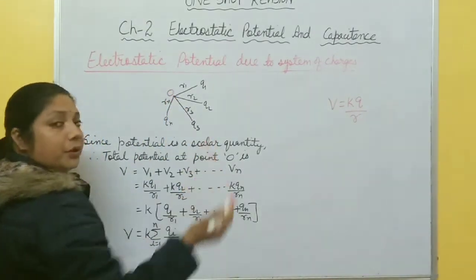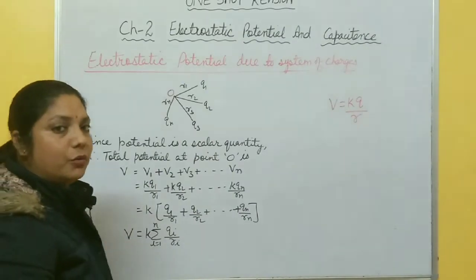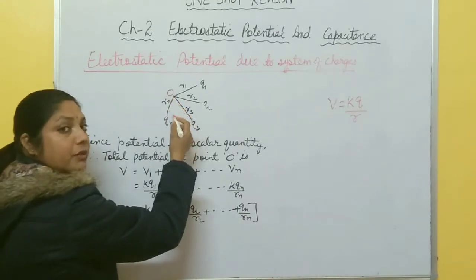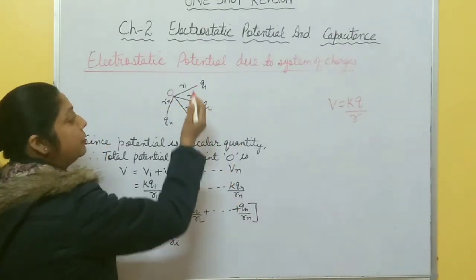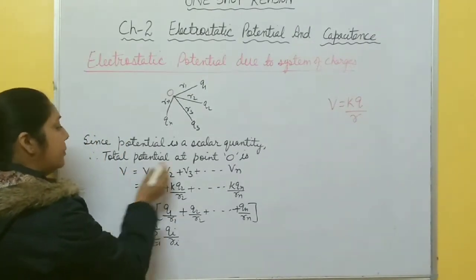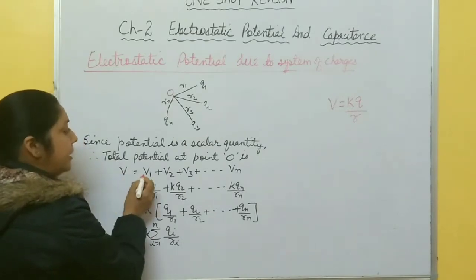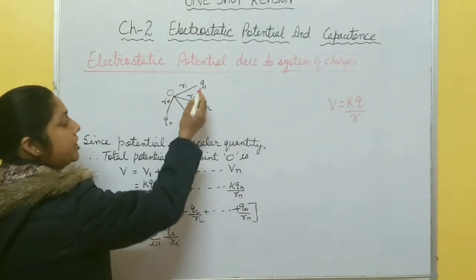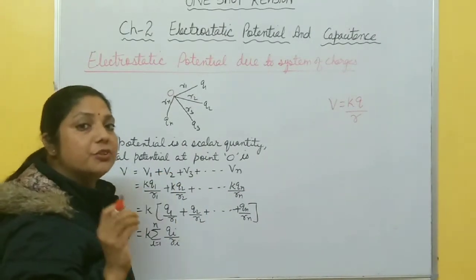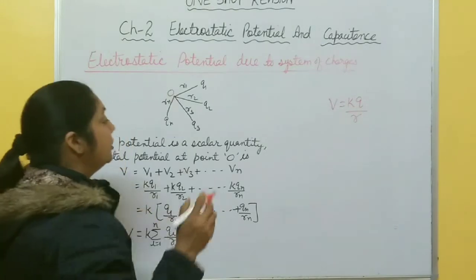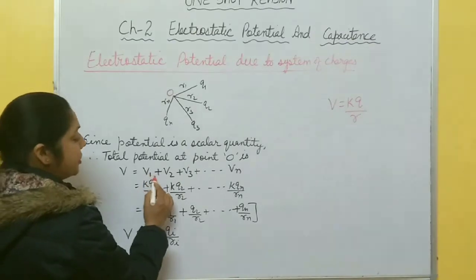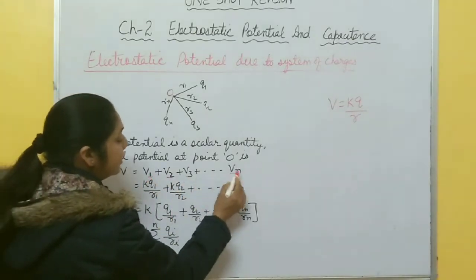So you know that potential is a scalar quantity. So total potential at this point O is equal to the algebraic sum of potential due to all the charges. So you can write in this way, total potential at point O is V and it is equal to V1, where V1 is the potential due to charge 1, plus V2, where V2 is the potential due to charge Q2. In this way, you can write. So, total potential is the algebraic sum of potential due to all the charges.